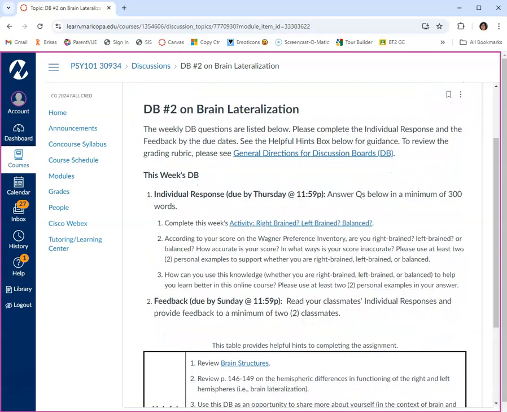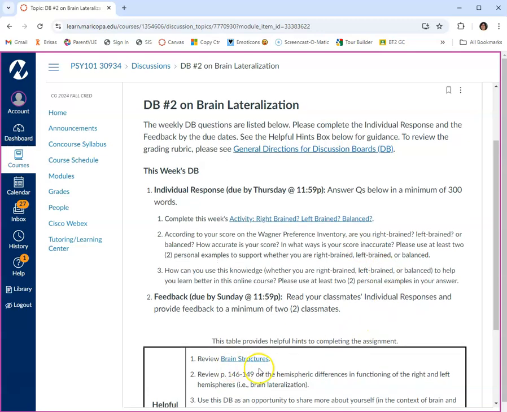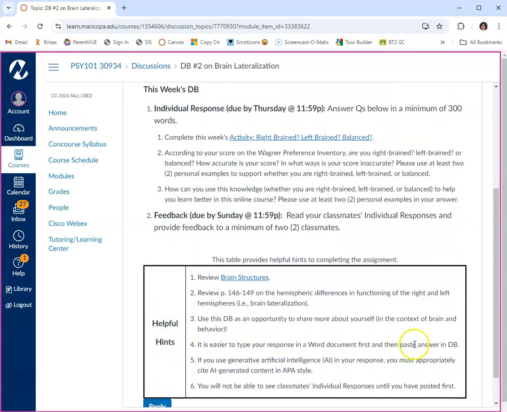The second assignment is discussion board number 2 on brain lateralization. This discussion board ties back to the activity, right brain, left brain, balanced. For this discussion board, I'm really interested in knowing how you can use your newfound knowledge about brain lateralization to help you learn better in this course. Please check out the helpful hints box for suggestions here on this assignment.